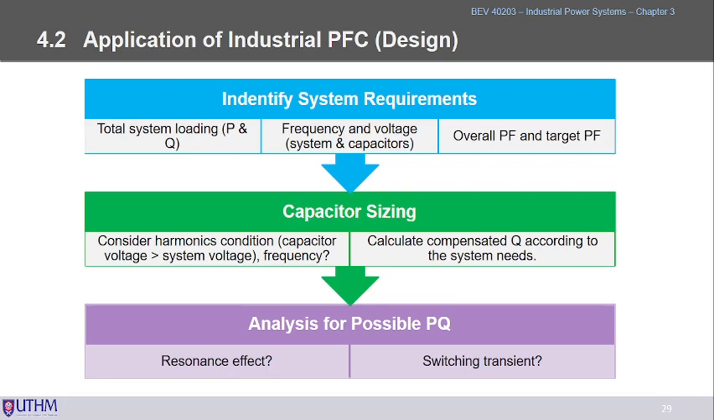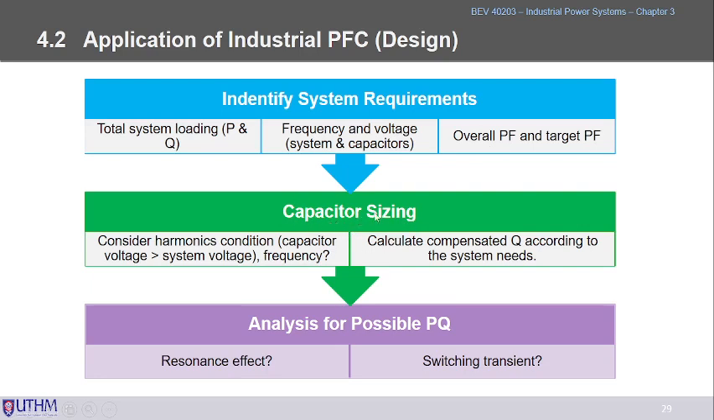It's some sort like when you buy a resistor, right? You cannot simply choose the value. Of course it has a fixed value. Same for the frequency and the voltage of the capacitor. After that you need to analyze the overall power factor and our targeted power factor. So let's say the overall power factor is 0.6, then we need to correct it to 0.9, for example. And the next step will be the capacitor sizing.